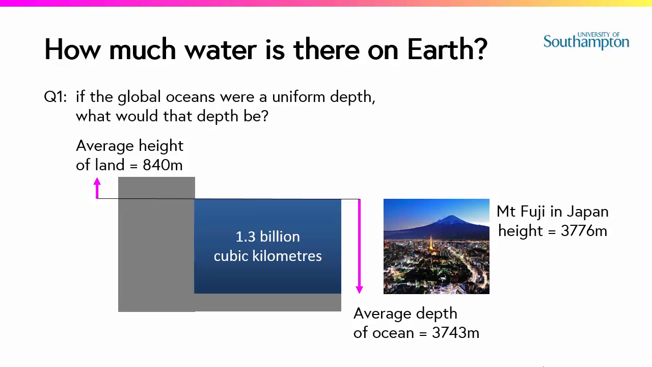The calculated uniform ocean depth is 3,743 metres, which I compared to the 3,776 metre height of Mount Fuji in Japan, so as deep as a mountain. Note how the size of the photo matches the depth arrow. I also added the average height of the land, 840 metres, to the diagram for comparison, and made sure it was in scale with the depth. The arrows are pink so that they stand out, and their directions reinforce the message of height and depth.